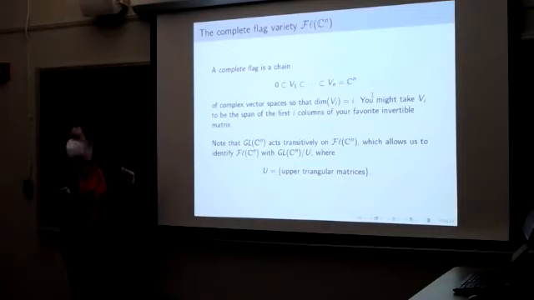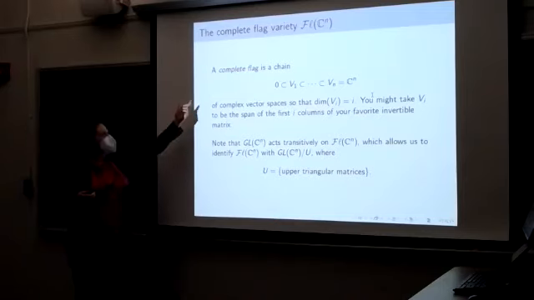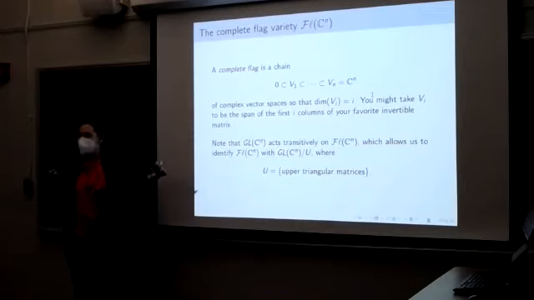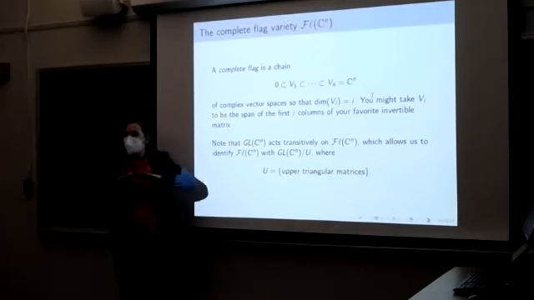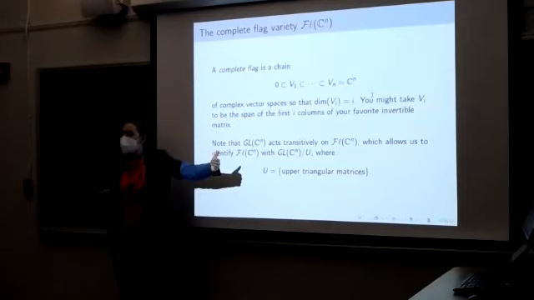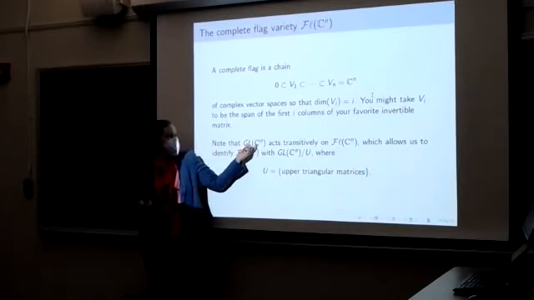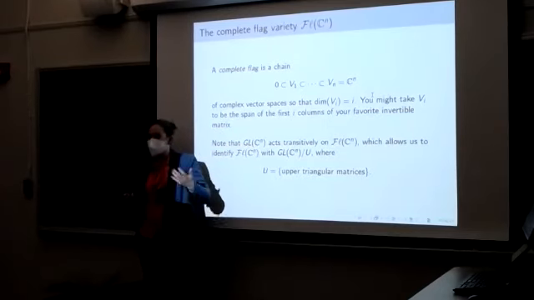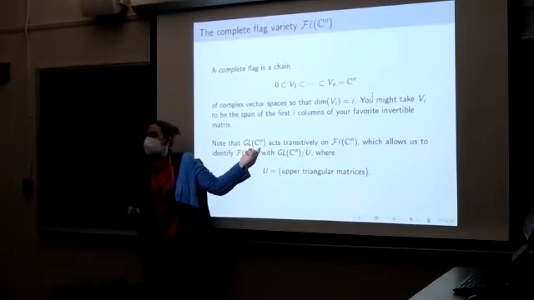So now I'll talk briefly about where these come from. This is a more geometric topological story. So a complete flag is just a chain of n vector spaces. We go up in dimension 1 each time. And so you can build this by taking spans of columns of your favorite invertible matrix. So GL_n, we know, acts on the points in complex n-space, but also that it acts on the flags. And in fact, it acts transitively.